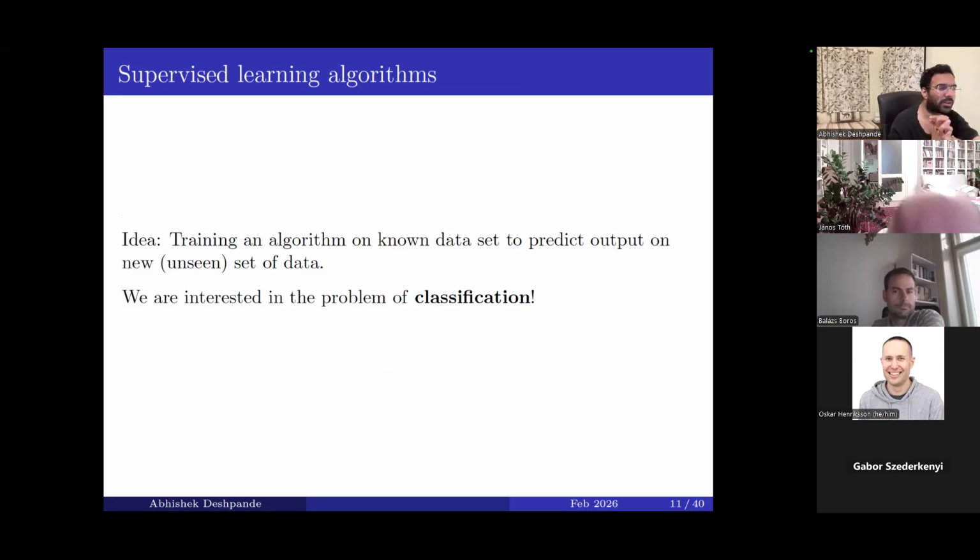One is supervised learning algorithms and one is unsupervised learning algorithms. The focus of our talk today is going to be on a supervised learning algorithm called the support vector machine. The idea in supervised learning is to essentially train an algorithm on a known data set to predict output on a new unseen set of data, right? In particular, one problem that this can solve is classification. So support vector machines are going to help classify data in the right class. Let's have a look at how support vector machines can achieve this.